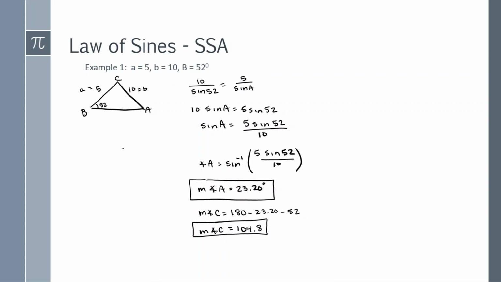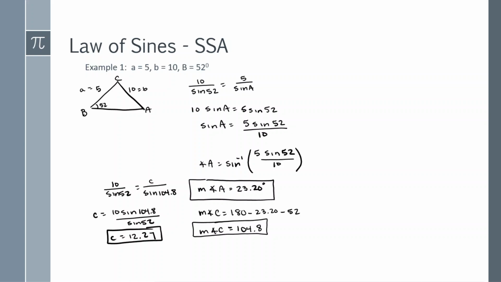Now, once I know angle C, I can go back to my law of sines and find little c. So little c is going to be 10 times the sine of 104.8 divided by the sine of 52. And the calculator will give me that value as 12.26, or actually 12.27 when I round it off properly. So by law of sines, I found a solution.